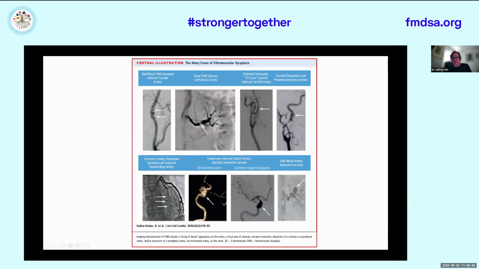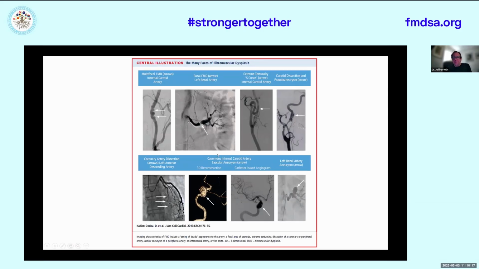So we've already been through this: multifocal FMD, focal FMD, arterial tortuosity. This should be straight. This is a dissection with a pseudoaneurysm. Spontaneous coronary artery dissection. Dr. Kim is going to talk about this. She's one of the world experts on this particular topic. Aneurysms. So that's the phenotypic presentation, meaning patients can present with one or all of these things.